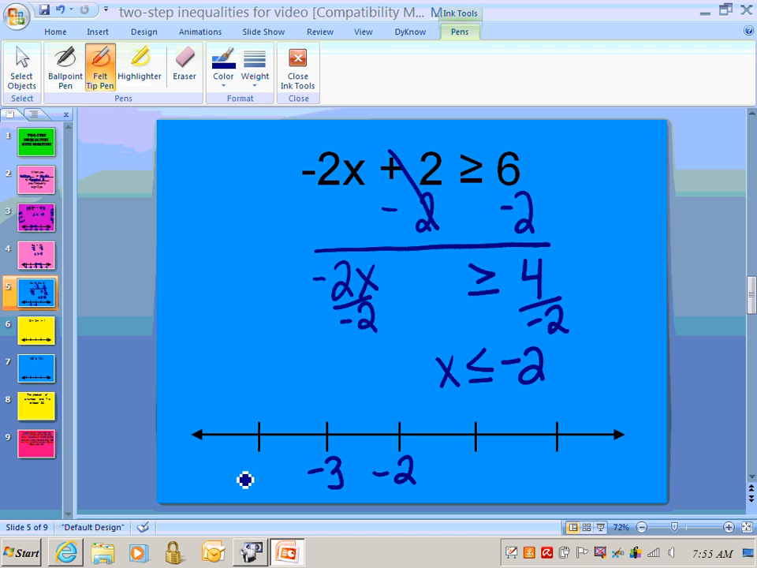So the lesser numbers go to the left. I do have the equal to bar, so it's going to be a filled in circle. And numbers that are less than -2, -3, -4, -5. So that's the way we're going to shade.